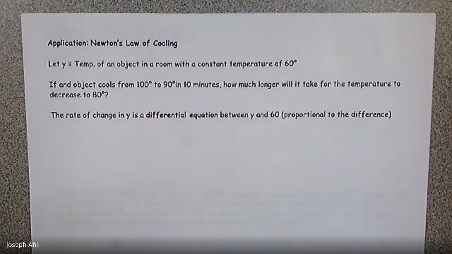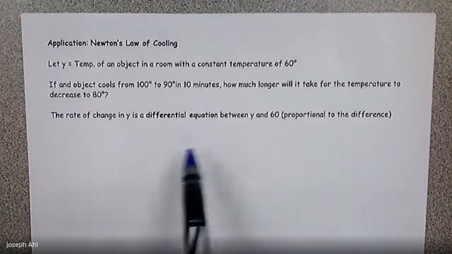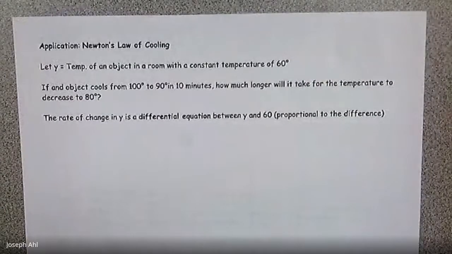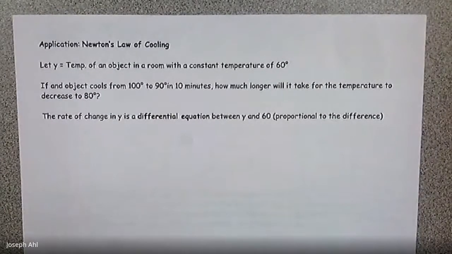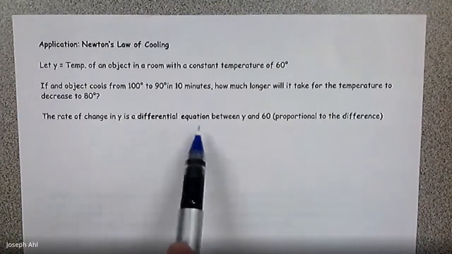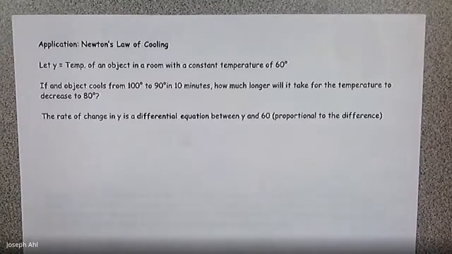Okay, so we know how long it takes to decrease 10 degrees, it takes 10 minutes. How much longer will it take to go from 90 degrees to 80 degrees? So here's going to be the initial setup that's going to help me to figure out the equation that we'll use to determine how much longer it takes here. The rate of change in y is a differential equation between y and 60. It's proportional to the difference.